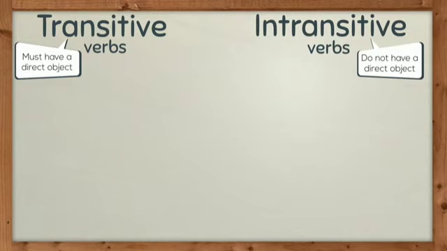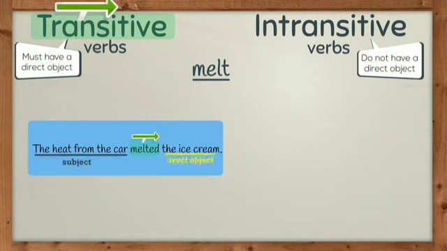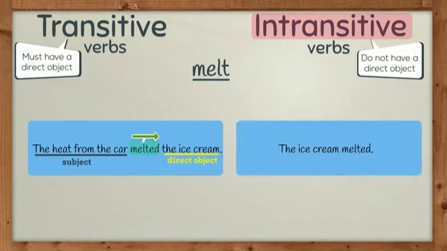Some verbs can be transitive or intransitive depending on their use. Take the verb melt from a sentence earlier in the lesson. The heat from the car melted the ice cream. Here, the verb melted is transitive because the action is moving from the subject to the direct object, the ice cream. The verb melted becomes intransitive in the following sentence. The ice cream melted.